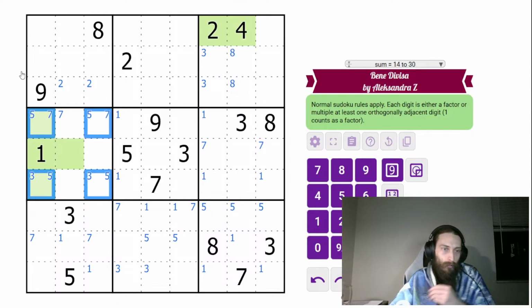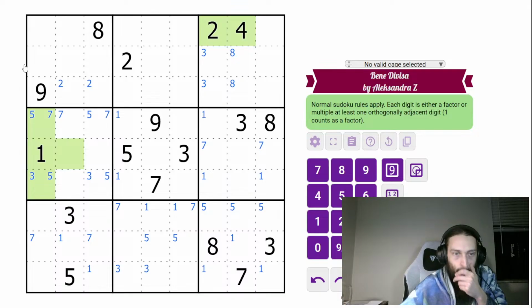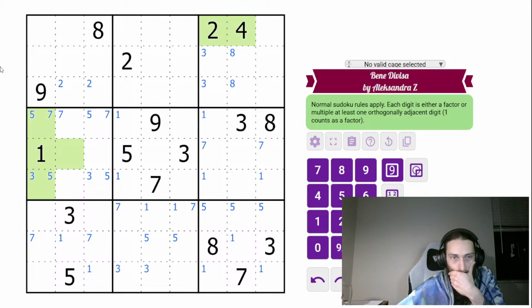Fives in box 4. If this is a 5, that has to be a 1, which would make that a 7, and then force that to be a 1, which would force that to be a 7, and that to be a 1. So then how do 5 and 7 work in box 4?